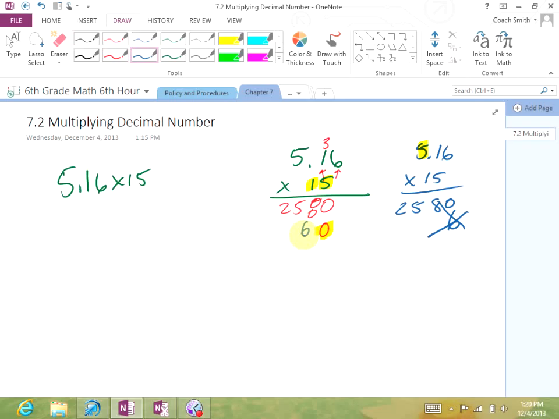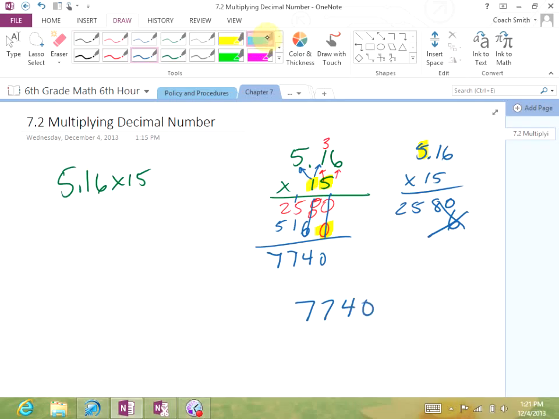Now you take 1 times 1, 1. 1 times 5, 5. Now I add it up. 0. 8 plus 6 is 14. Carry my 1. 1 plus 5 is 6, plus 1 more, 7. 2 plus 5, 7. So I have 7740.